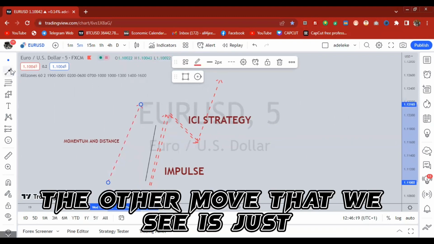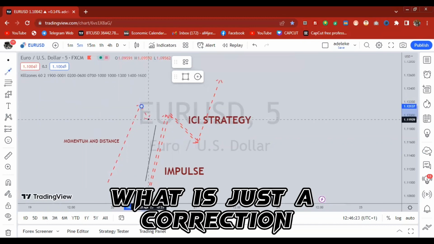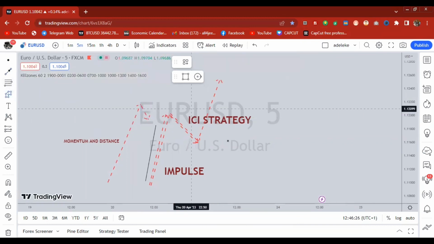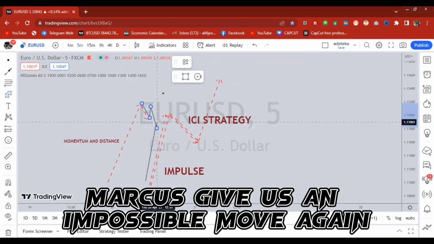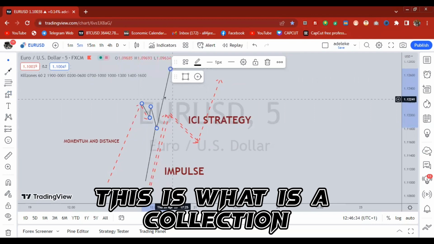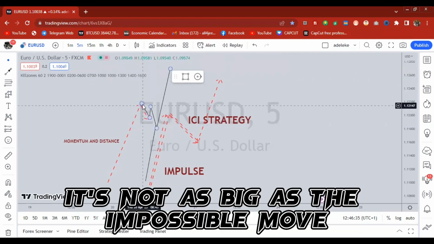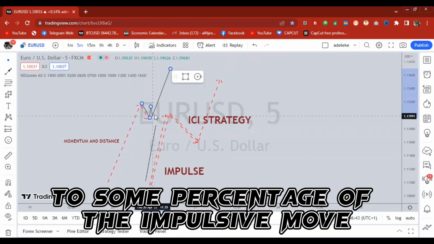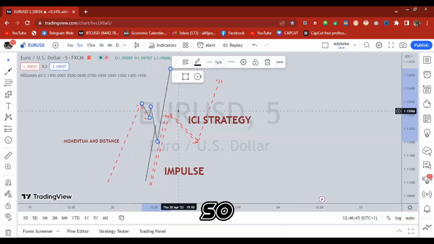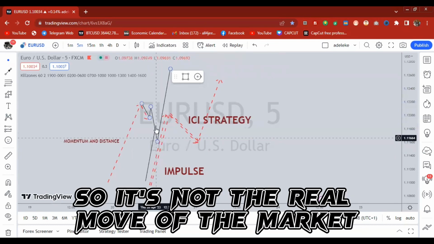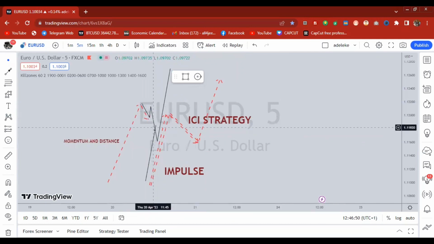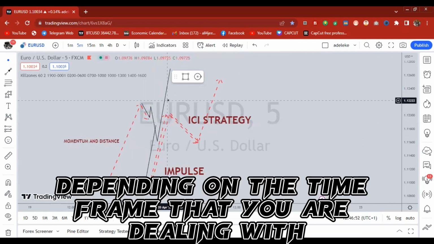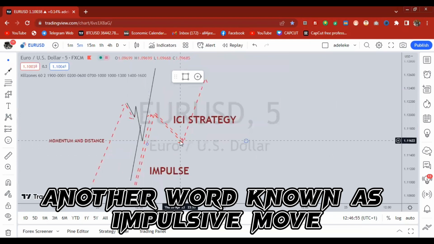The other move that we see is just a correction. Sometimes it can be like this, and the market will give us an impulsive move again. This is a correction because it's not as big as the impulsive move and it didn't break the impulsive move. It just moves a little bit, to some percentage of the impulsive move, and then continues. That's what we call a corrective move. It's not the real move of the market, just a correction, depending on the time frame you are dealing with.